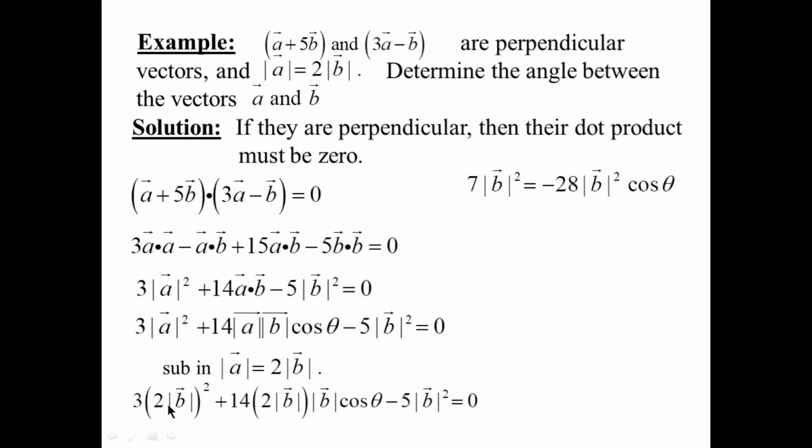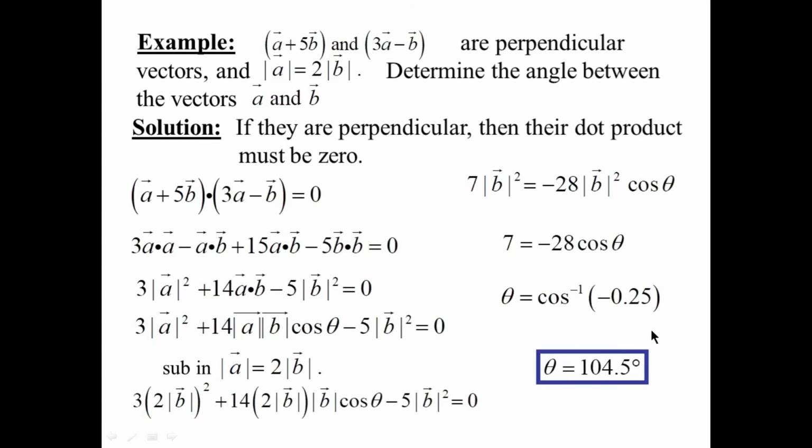Let's review what happened. 2 squared is 4 times 3 is 12, minus 5 length of b squareds. That's 7 length of b squareds. And this is 28 length of b squareds times cos theta. And I dragged it across the equal sign. The length of b squareds now cancel away. And like magic, we have cos theta equals negative 7 over 28, which is negative 1/4. So therefore, theta is the inverse cosine of negative 1/4. Calculator tells us 104.5 degrees. And we found the angle between a and b, given this.